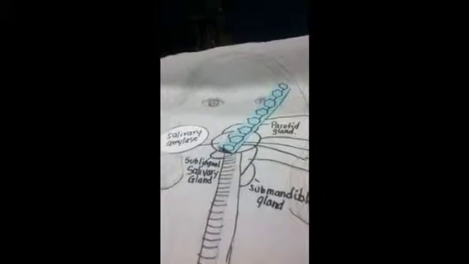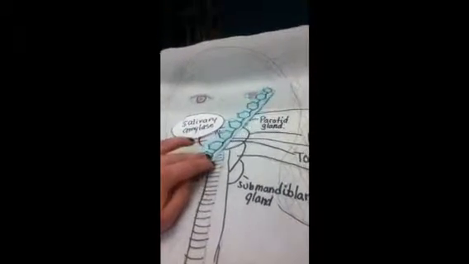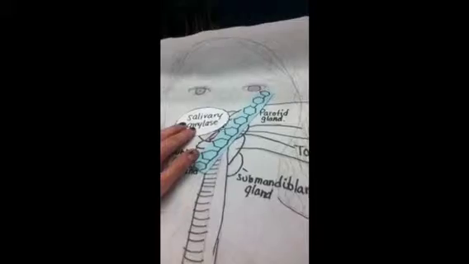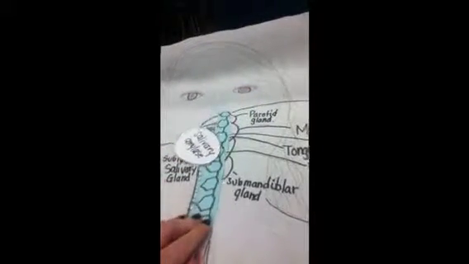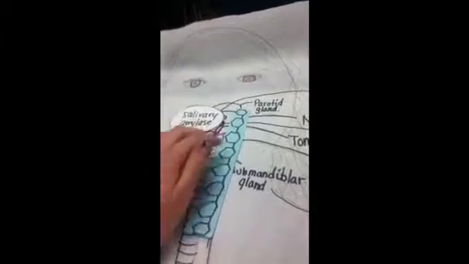Okay, so when we eat carbohydrates, we chew them with our mouth, obviously. The saliva is released and it's mixed with salivary amylase and mucus. The salivary amylase digests the cooked starch into maltose.